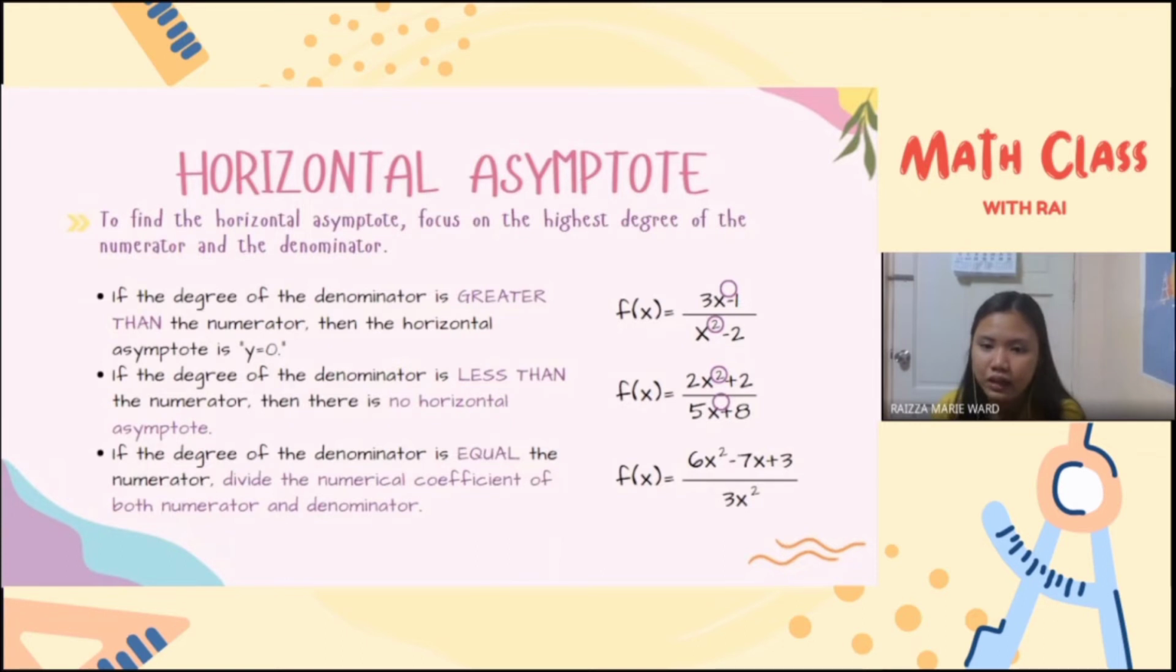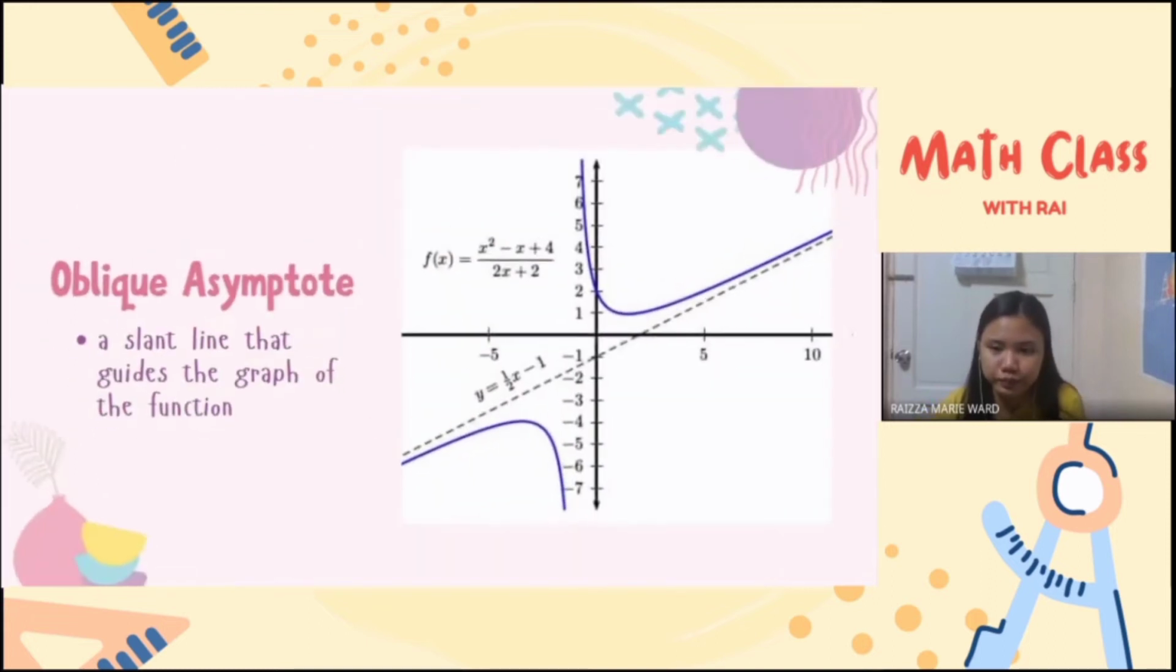And lastly, if the degree of the denominator is equal to the numerator, divide the numerical coefficient of both numerator and denominator. As you can see, parehas 2 yung highest degree nila. Pag ganito daw, i-divide yung numerical coefficient nila. So, 6 divided by 3 is equal to 2. Therefore, y is equal to 2. Remember, greater than y is equal to 0, less than no horizontal asymptote, and equal divide the numerical coefficient.